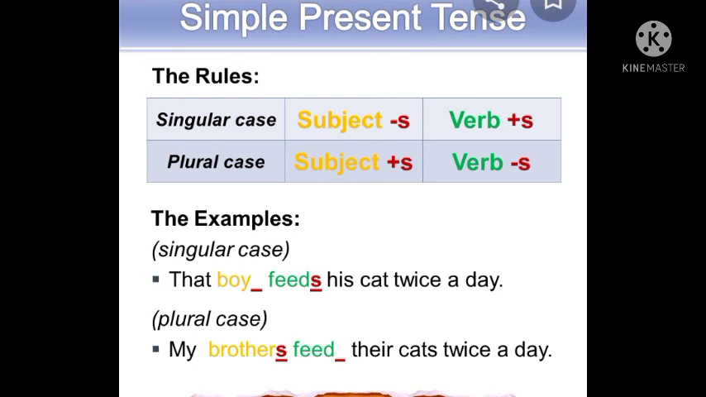So students, recognize the subject. Subject is singular here. And when we have a singular subject, then we add s or es with the verb. Feed is the verb. Okay, that boy feeds his cat twice a day. And the next example is plural case. So if we have a plural subject, then we use verb without s or es. Clear to all? Brothers is plural, and feed, we use feed as it is.